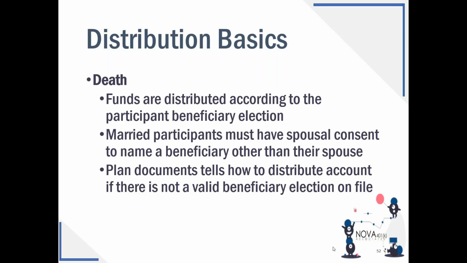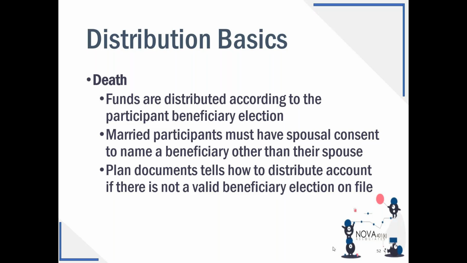Distributions upon death. Distributions are payable to the beneficiary according to the participant's election, their beneficiary election form. It's important to know that married participants need to have their spouse as their primary and sole beneficiary unless the spouse waives this requirement. So they would have to sign the waiver on the beneficiary form saying it's okay to elect someone else as their beneficiary.